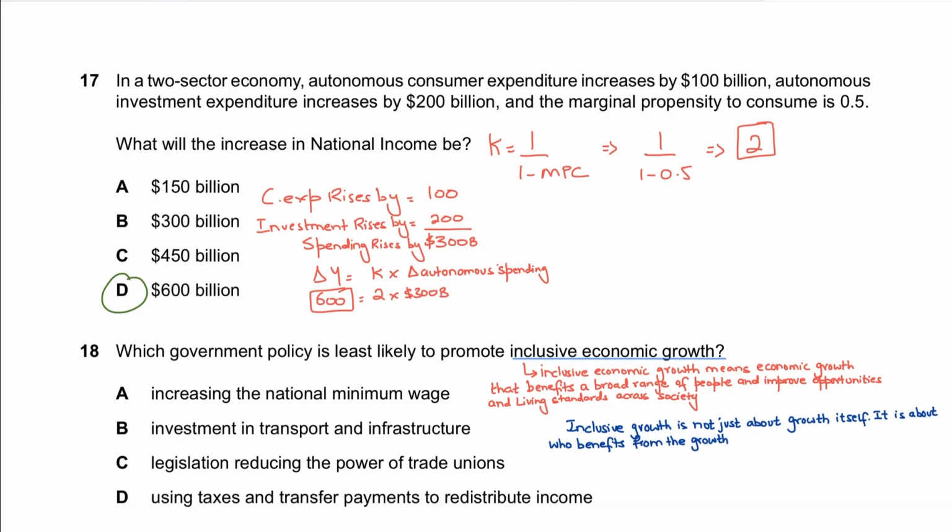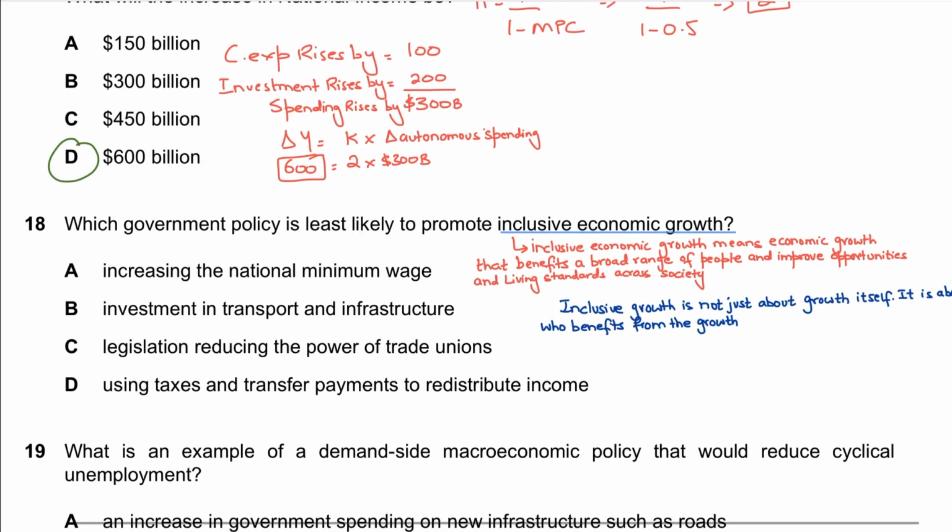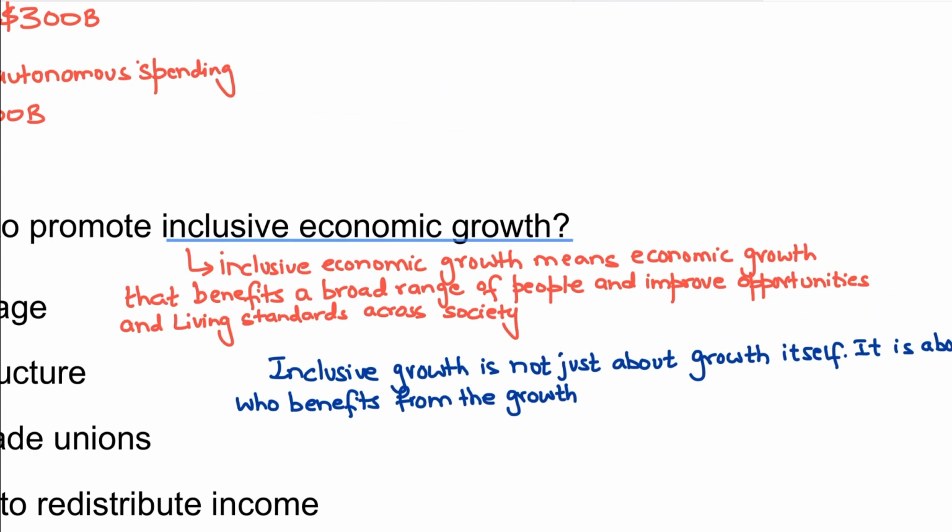Anyways, question number 18 says, which government spending is likely to promote inclusive growth? Now, what is inclusive growth? You must know the definition. Inclusive growth simply means economic growth that benefits a broad range of people, and it improves the opportunities, the welfare and the living standards across a broad range of people in society.